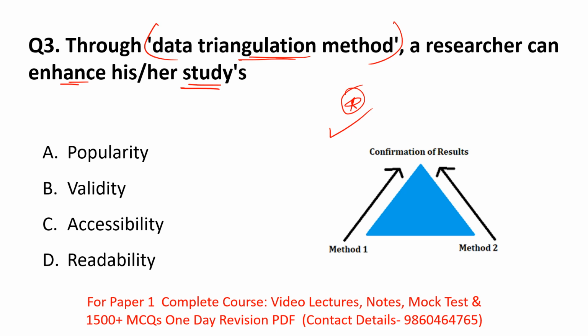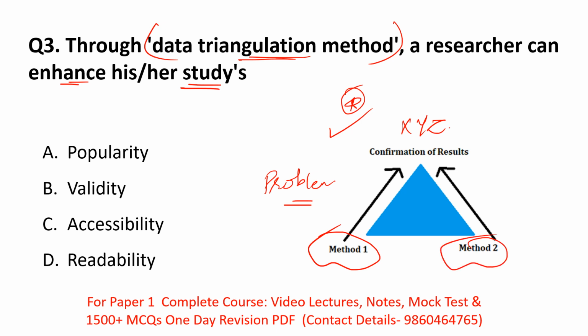Suppose in maths, whenever you solve a particular problem, there are many methods to solve that equation. Suppose there is one problem in maths, and I am solving it with method 1 and getting my result x, y and z. Again I am solving this problem with method 2 and again I am getting the same result, x, y, z. That means what this method is showing us, the data triangulation method is showing us validity. How valid our results are. That's why the correct option is option B, validity.